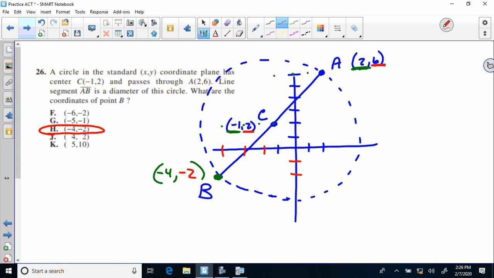You can obviously get rid of J and K on this, because over 4, 2 and up 5, 10 is not even in the right quadrant. It's not even going in the right direction. If you drew your picture, you'd know those can't be it at all.